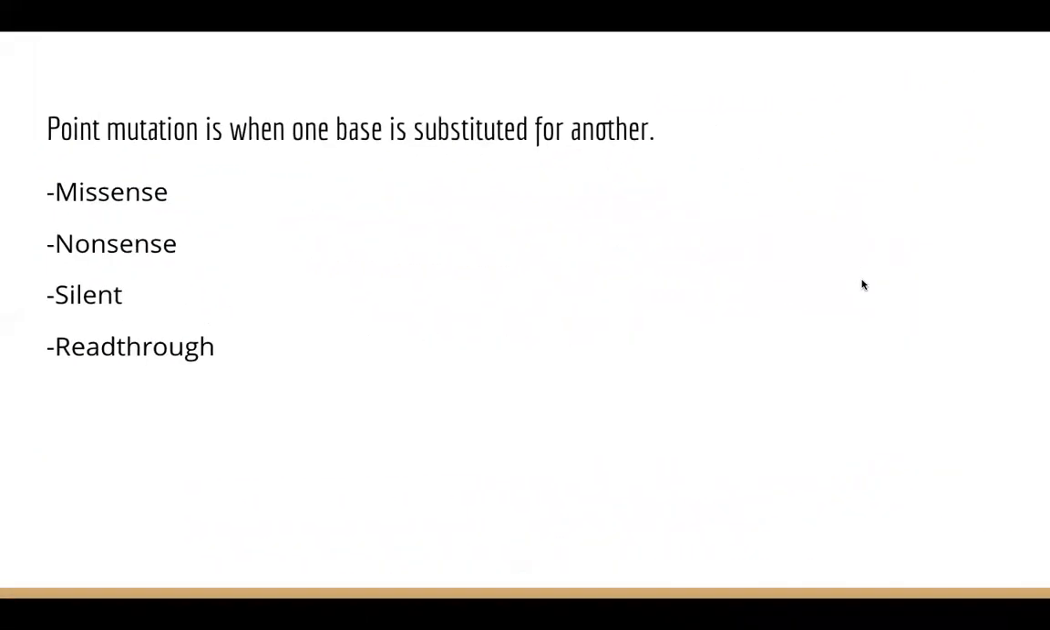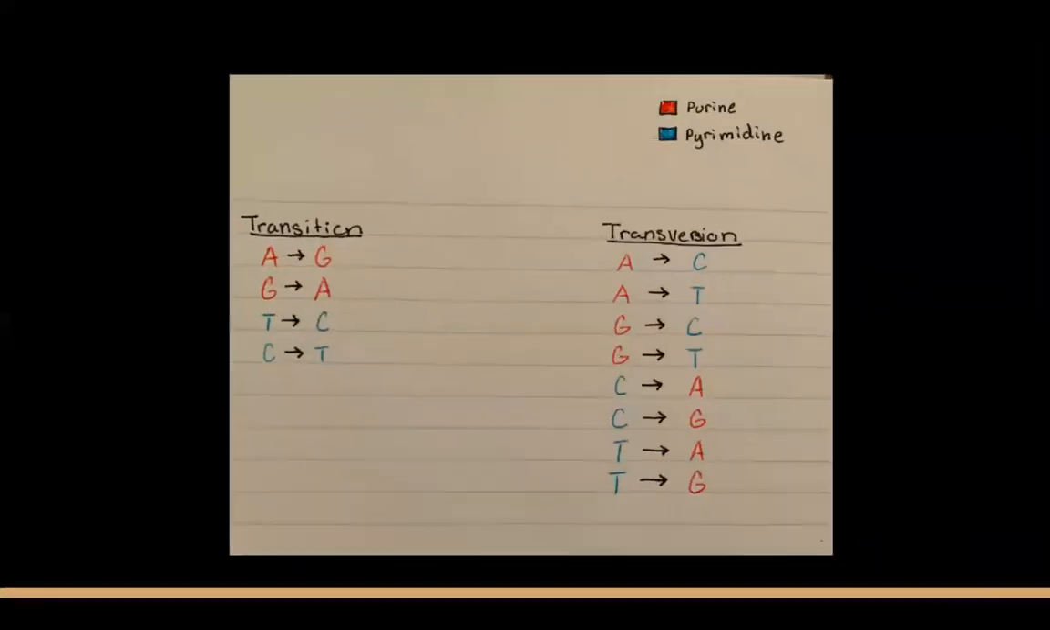A point mutation is when one base is substituted for another. Missense, nonsense, silent, and read-through are all point mutations. These mutations can either be a transition or a transversion. Transition is when a purine is replaced with another purine, or a pyrimidine with another pyrimidine, whereas transversion is when a pyrimidine replaces a purine, or a purine replaces a pyrimidine.